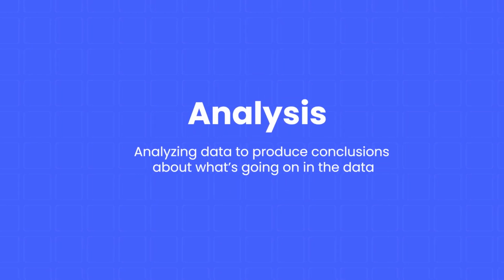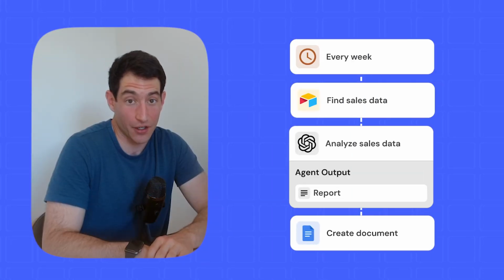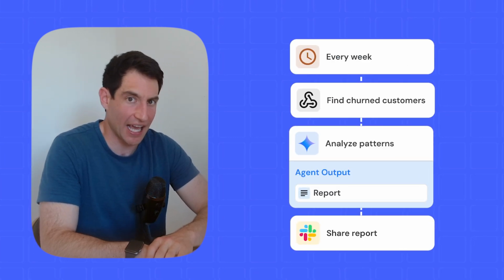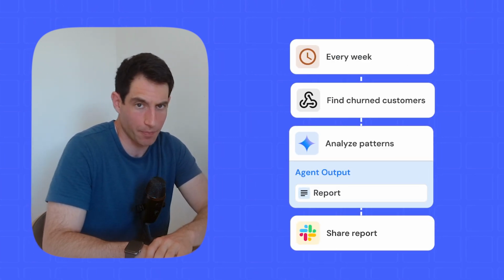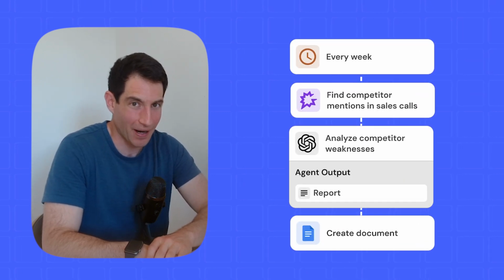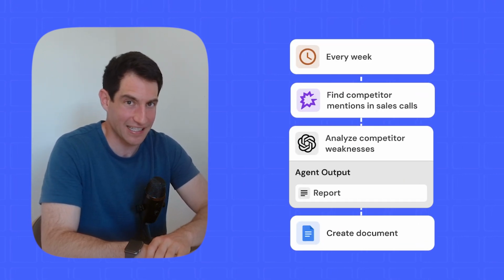Number 8 is analysis. If you give an AI a spreadsheet or some data, it will often come up with strikingly good conclusions about what's going on in that data. For example, you could have AI write your weekly report of sales data. You could have AI analyze why customers have churned in the past week. You could have AI analyze the weaknesses of a competitor by listening for mentions in your recent sales calls.